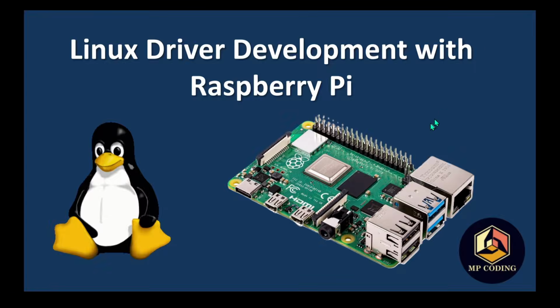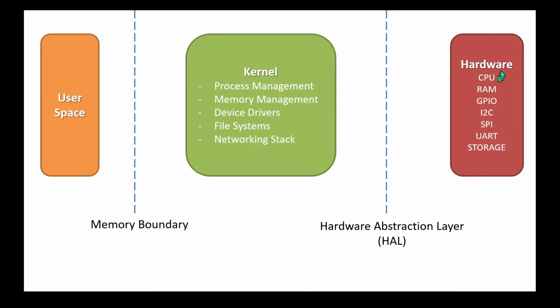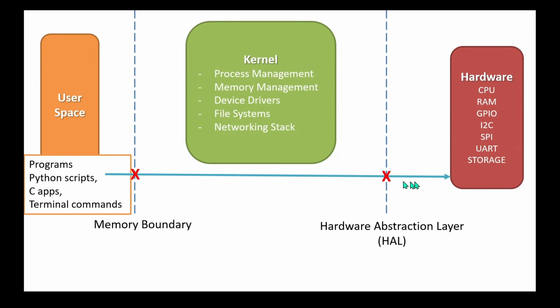Imagine three clear layers stacked on top of each other. At the very bottom is the real hardware: the processor, the memory chips, the GPIO pins, the I2C and SPI controllers, the UART for serial, all the physical stuff you can touch. Your programs, the Python scripts, the C apps, the terminal commands, they never get to touch this hardware directly. That would be dangerous and messy.